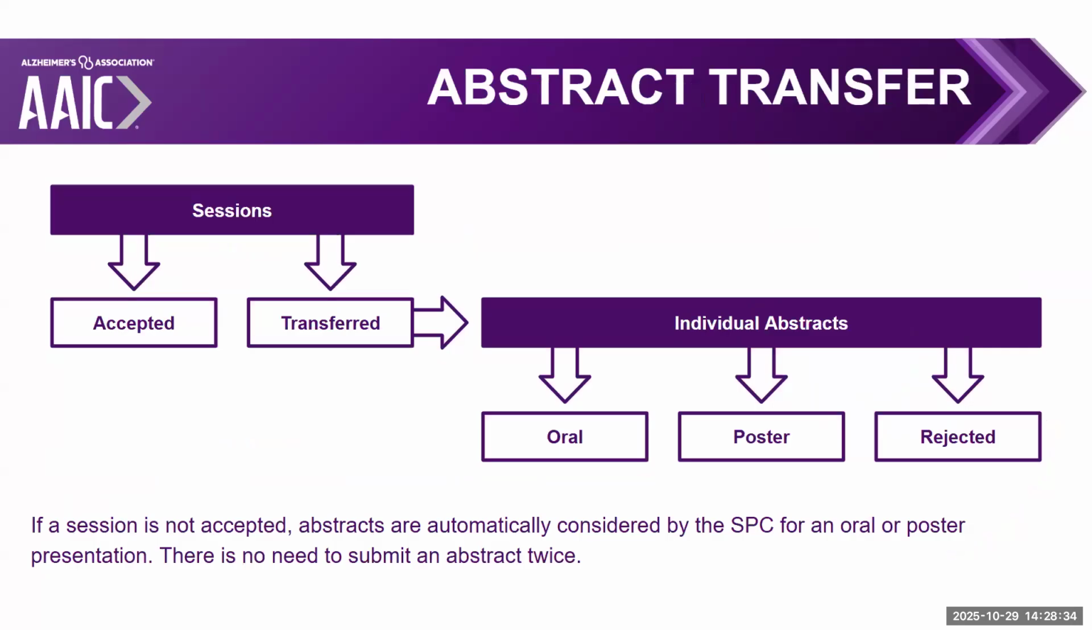So the sessions are either accepted, and those that are not accepted for placement in the program as a session are then transferred to the individual abstract pool. This pool is then once again reconsidered for an individual oral presentation, a poster presentation, or rejected, again based on the criteria that we outlined in our guide to abstracts. There is no need to submit an abstract twice to be considered for a session as well as an individual presentation.